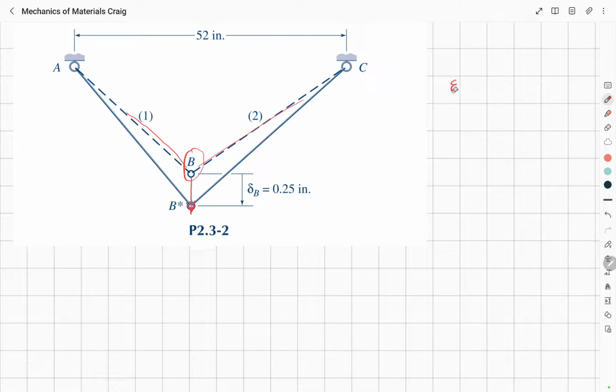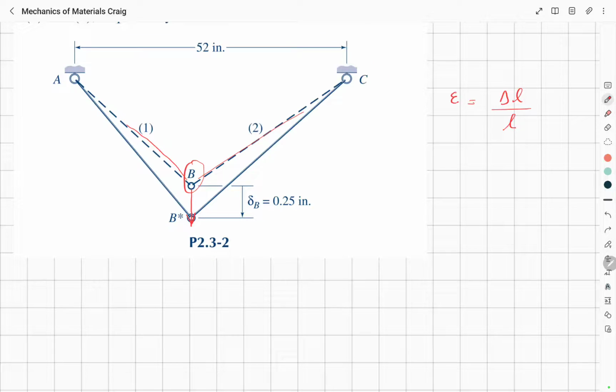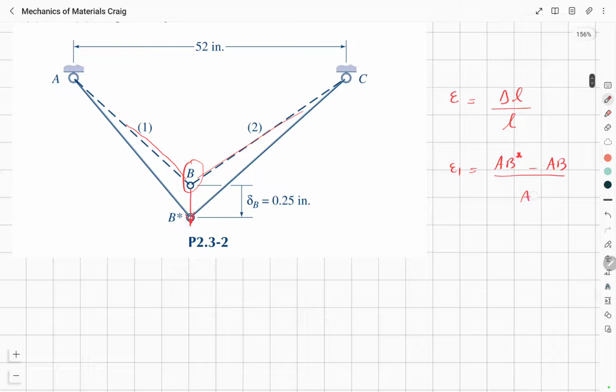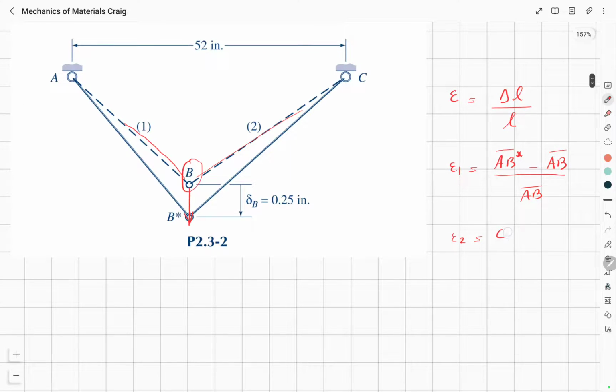So we know the equation for a strain is delta L divided by the initial length. So for wire number 1, delta L would be AB star minus AB, and the initial length is AB. And for wire number 2, it's going to be CB star minus CB divided by CB.